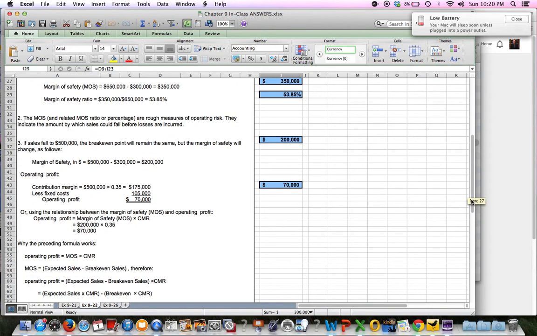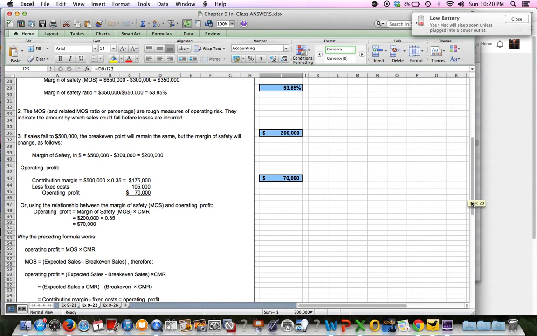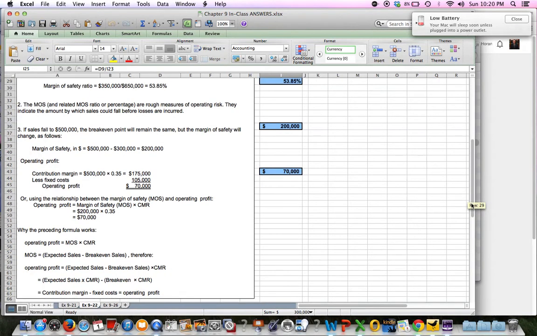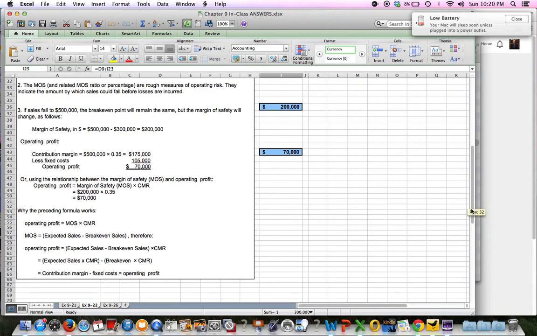If sales fall to 500,000, the break-even point stays the same, of course, that doesn't change, but the margin of safety would change. It'd become 200,000, and you can see it right here. His contribution margin would be 175, his fixed cost would be 105, and he'd still have a profit at that level of $70,000. So he's in pretty good shape.